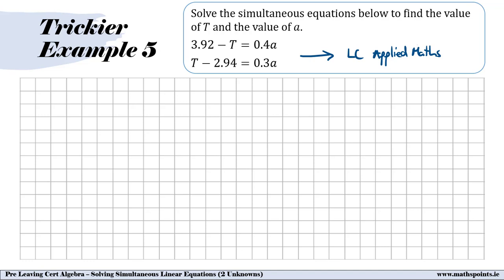So we're looking to solve for two variables, t and a. It's not important to us in terms of solving the equations, but t stands for the tension in a rope and a stands for acceleration.